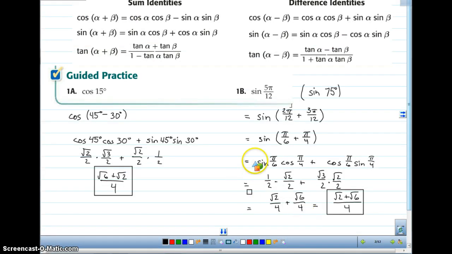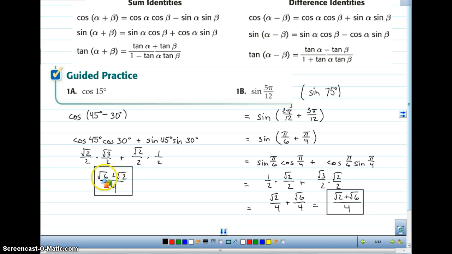Okay, here's the solutions. You should have broken down 45 minus 30 to be 15 degrees, and then used your difference identity with cosine, which is cosine of alpha times cosine of beta plus sine of alpha times sine of beta. And you'll notice that a lot of these solutions are very similar, but there are some key differences.